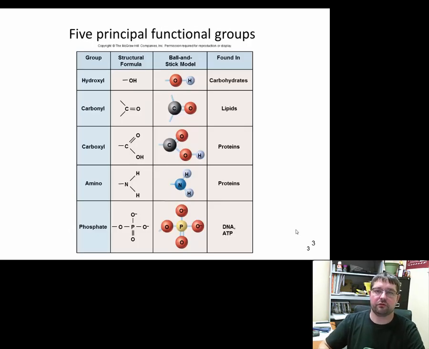There are 5 general functional groups. Carbohydrates will end in a hydroxyl, lipids will end in a carbonyl, and proteins will have an amino group in the middle, or they'll end in a carboxyl, or sometimes both. DNA will have a phosphate, typically off of some sugar, and ATP is the same way. Each one of these has its own group and its own general properties, and we'll get to this when we break off each one of the macromolecules.